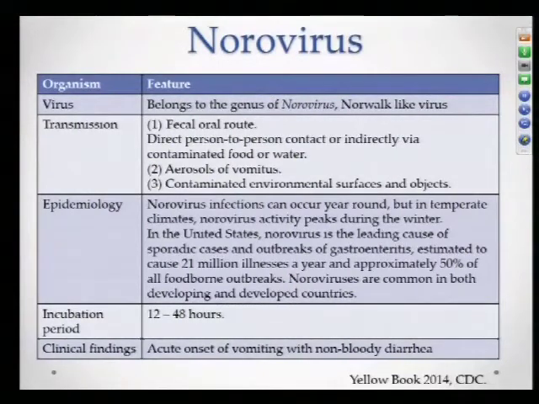I promise you, after this, I won't torture you. It's all done. Norovirus. This is probably the most commonly encountered viral infection that we all encounter. So, again, how is it transmitted? Fecal-oral transmission, person-to-person contact, or sometimes, rarely, indirectly from contaminated food, water, and aerosols from vomiters.